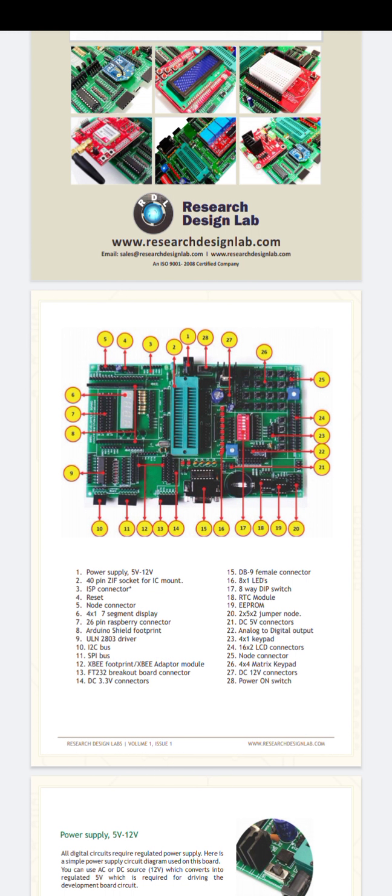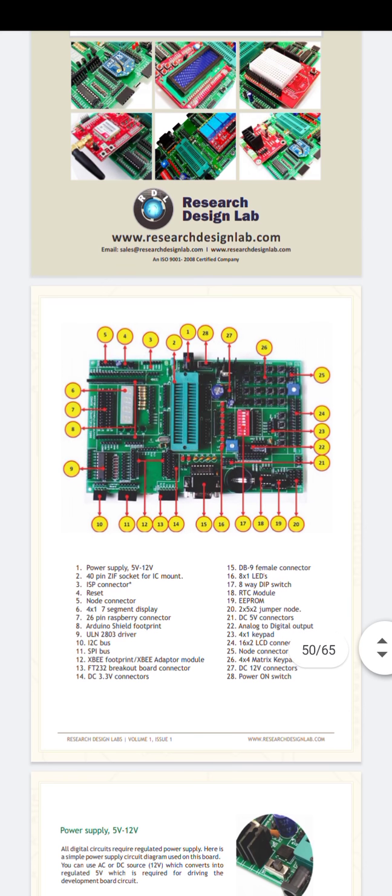The first number is the power supply used for these boards, 5 volts or 12 volts. Number 2 is the 40-pin ZIF socket for mounting the IC. The third is the ISP connector. The fourth is the reset. The fifth is the node connectors, male or female. Then the 4x2 LCD display and the 7-segment display, which displays the numbers 0 to 9.